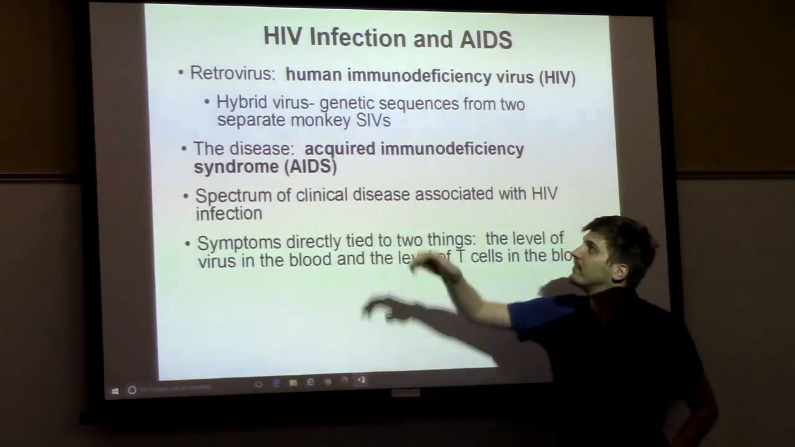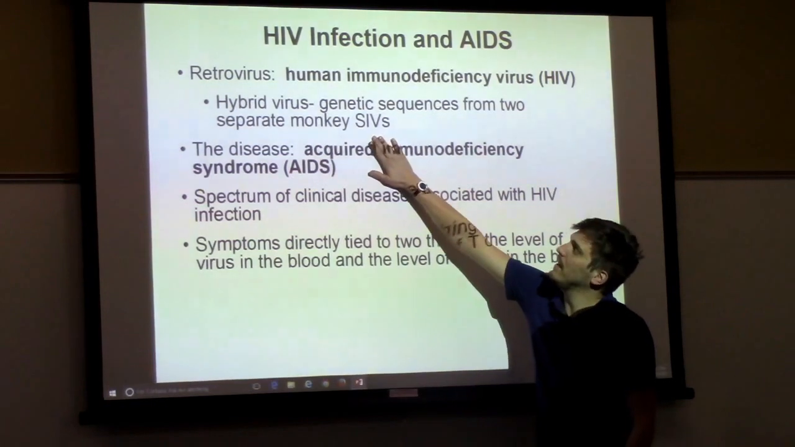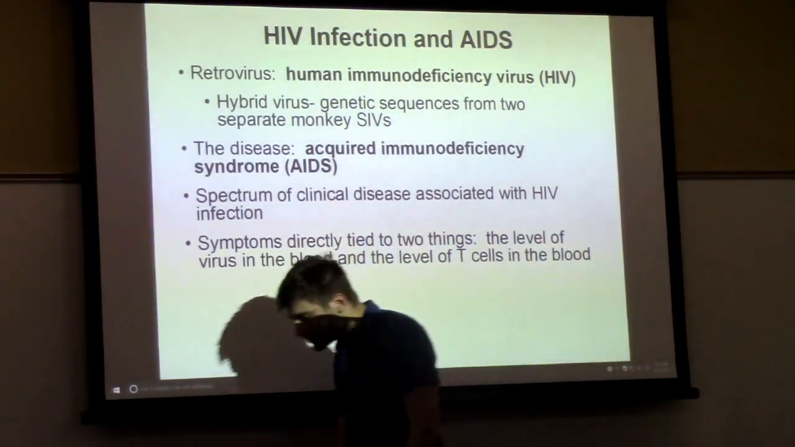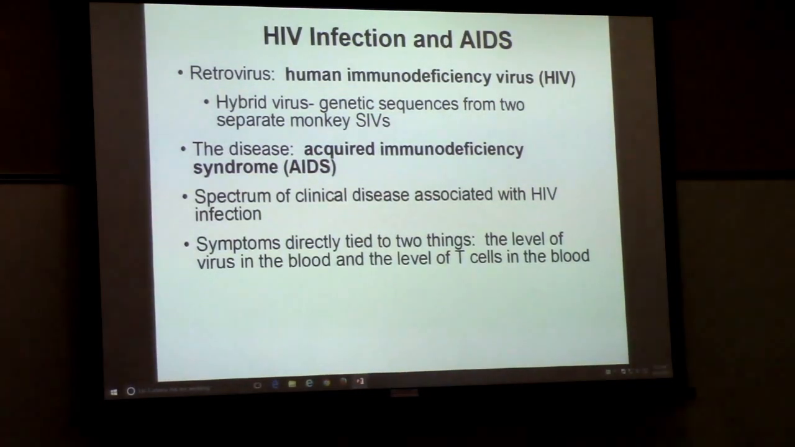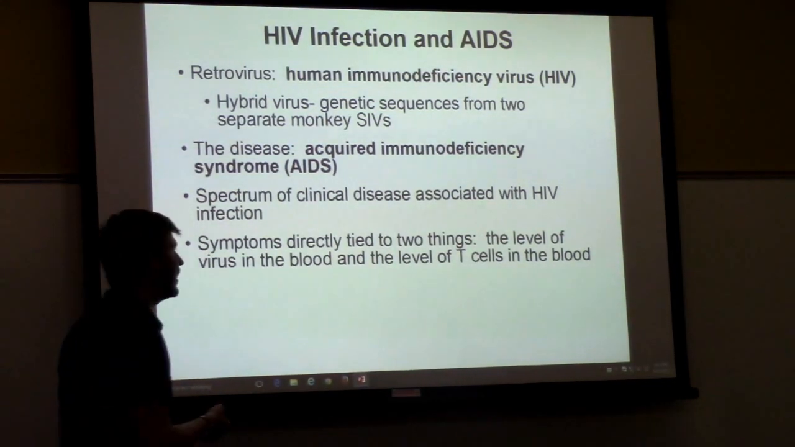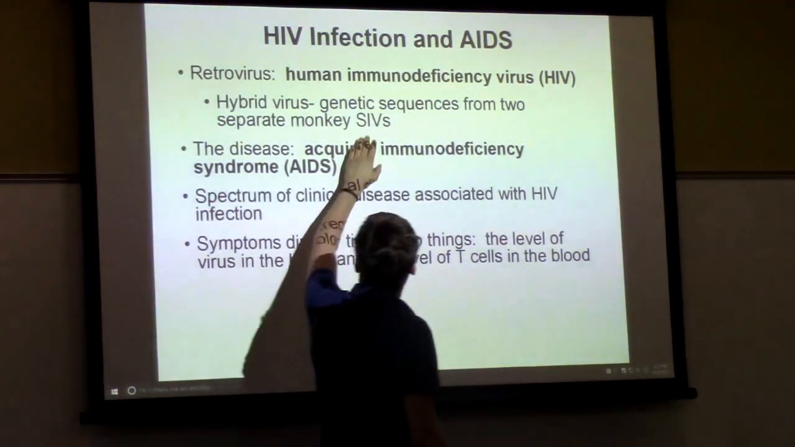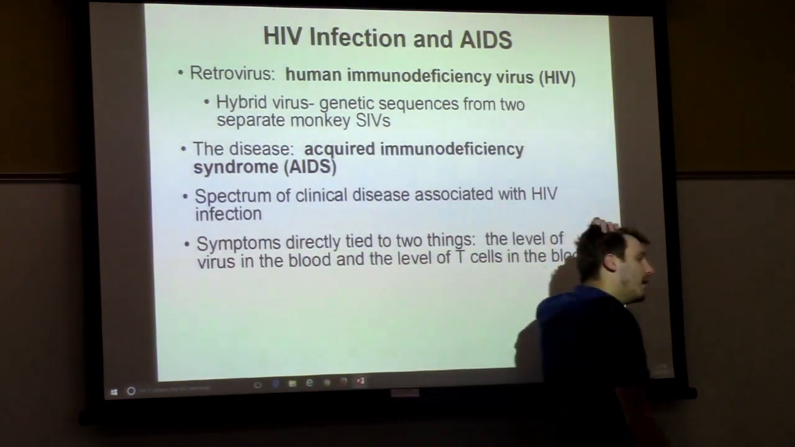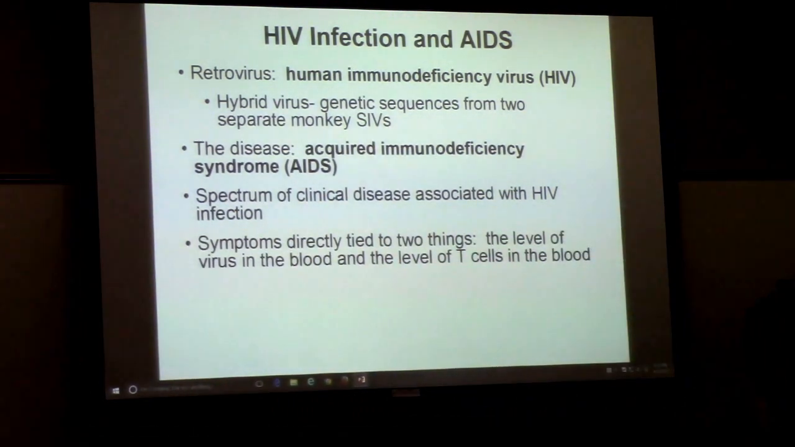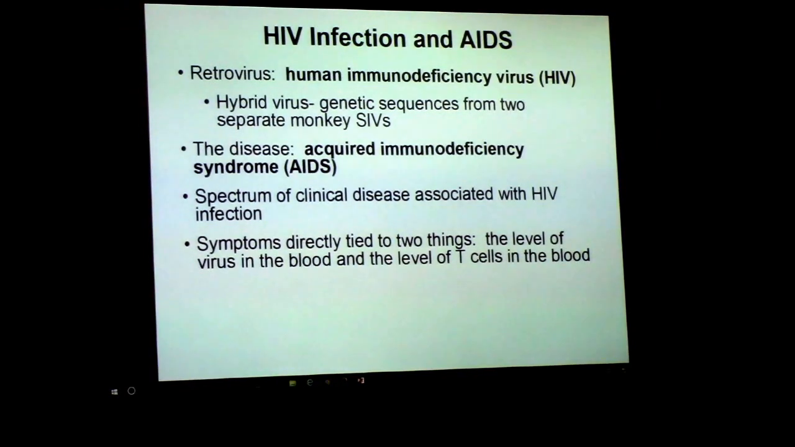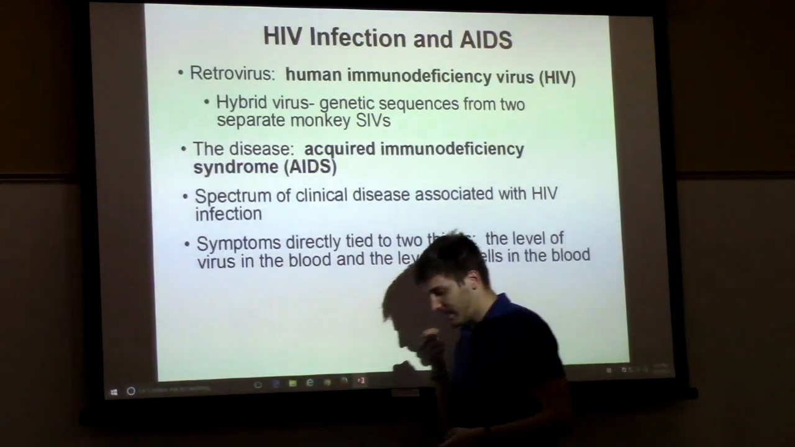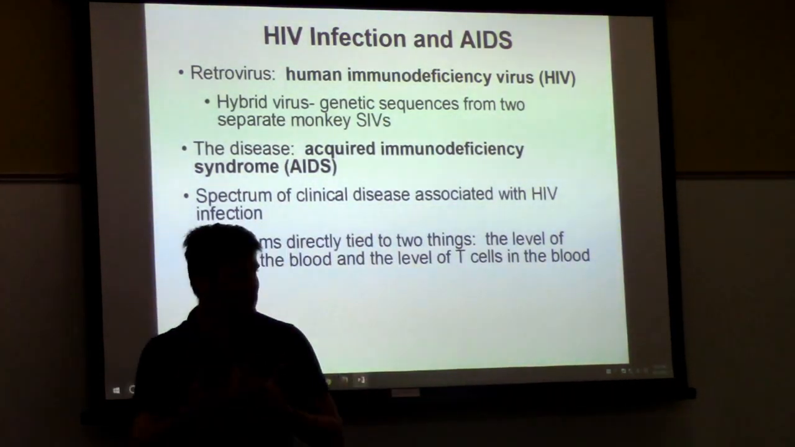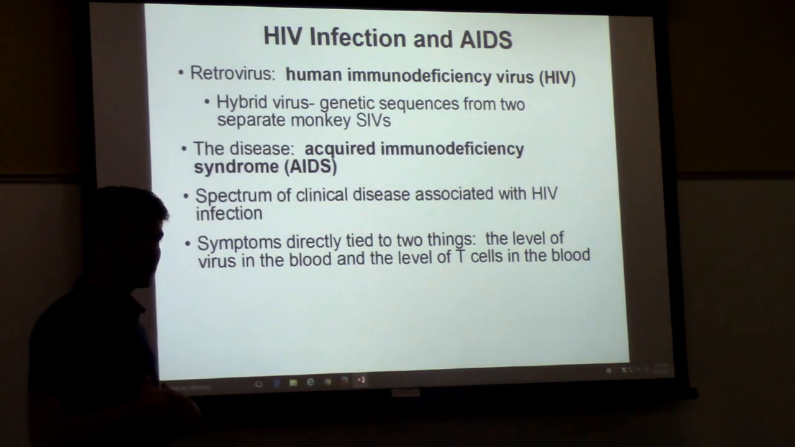We think it is a hybrid virus from SIV, or simian immunodeficiency virus. This probably occurred somewhere in the 1920s or 1930s in West Africa. I get questions all the time about how this actually happened. No, I don't think people had sex with monkeys. What I think actually happened is people hunt monkeys, and by doing so, they come into contact with the blood of the monkey. And all it takes is a little bit of a mutation in that monkey's virus, which then allows it to infect humans.